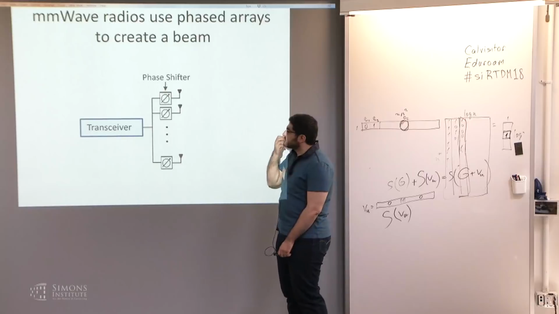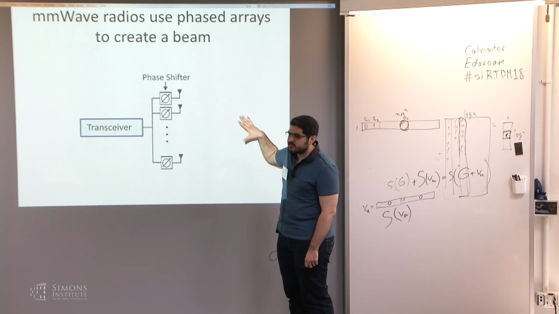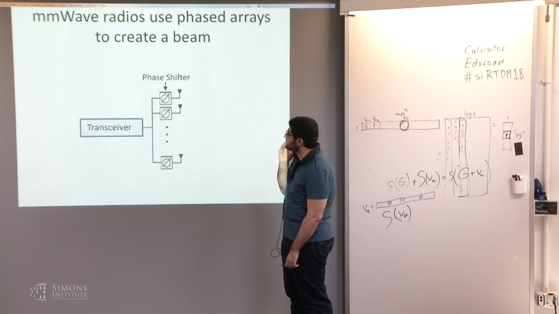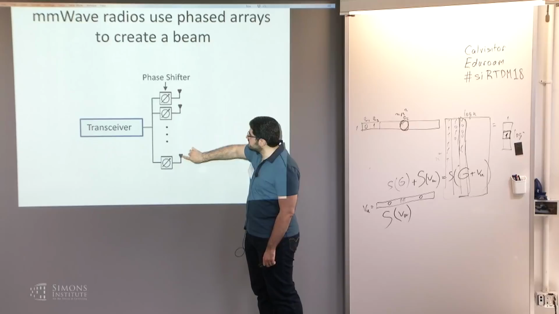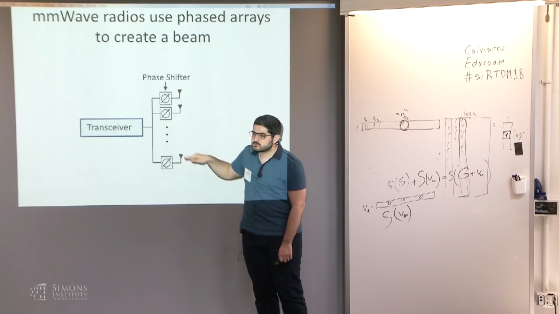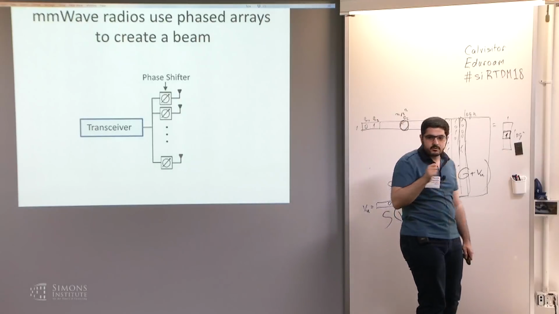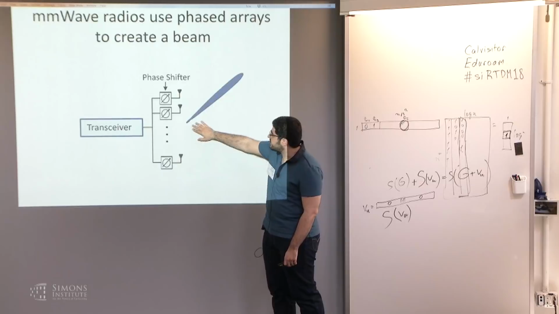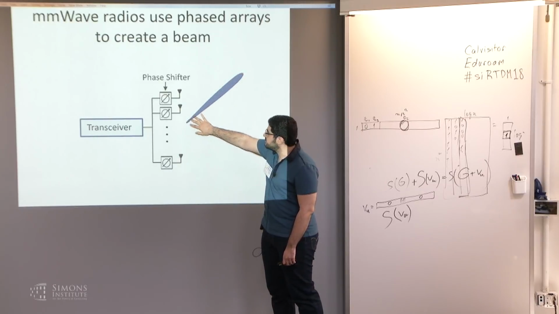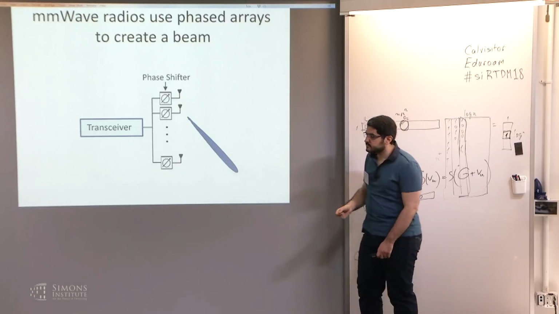So before I tell you, I need to tell you a bit how the millimeter wave radio creates these beams. So what happens is there's an antenna array. And then each antenna is connected to what we call a phase shifter. So it just modifies the phase of the signal on each antenna before they sum up. And by setting these phases, you create this directional beam. And by changing them, you can steer it in any direction.